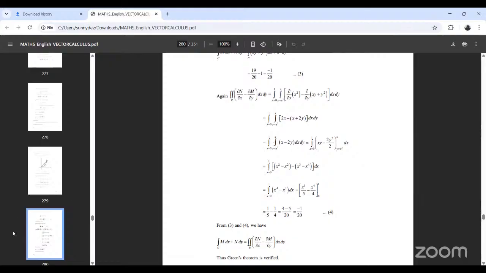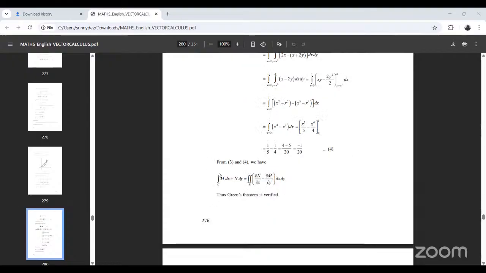Initially, first we have to do the integration with y. When integrating with y, that becomes xy minus 2y squared by 2, and the limits are x square to x. Now first substitute the upper limit minus the lower limit. So this is x square minus x square minus x cube minus x power of 4 into dx. That is x power of 4 minus x cube into dx, giving x power of 5 by 5 minus x power of 4 by 4. Now apply the limit 0 to 1. So that is minus 1 by 20.